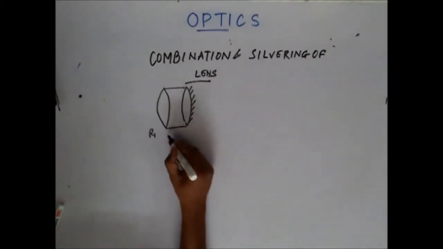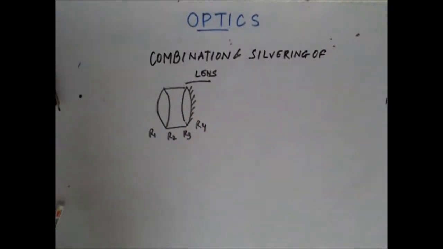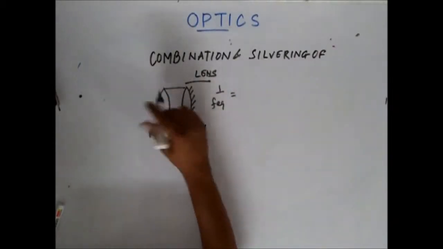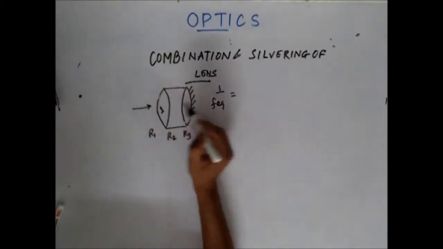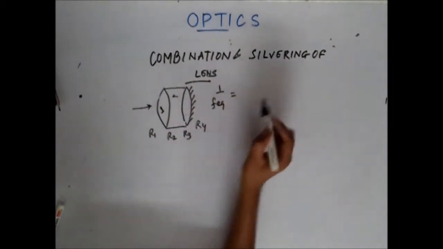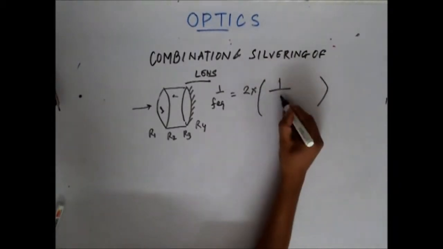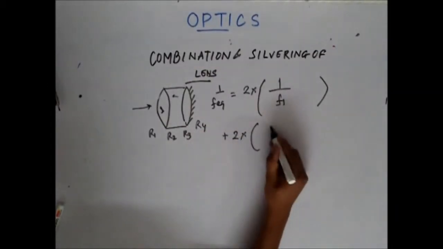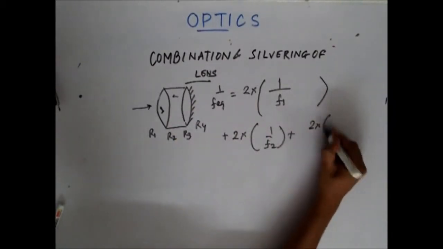Let's say it has a radius of curvature R1, R2, R3, and this one has R4. Okay, so what is the net focal length of this setup? This first lens has refraction twice. First time when the rays are coming, second time when the rays are reflected back. So I'll get 2 times 1 by f1 for the first lens, plus this one also has refraction twice, so 2 times 1 by f2, plus this also has twice, 2 into 1 by f3.